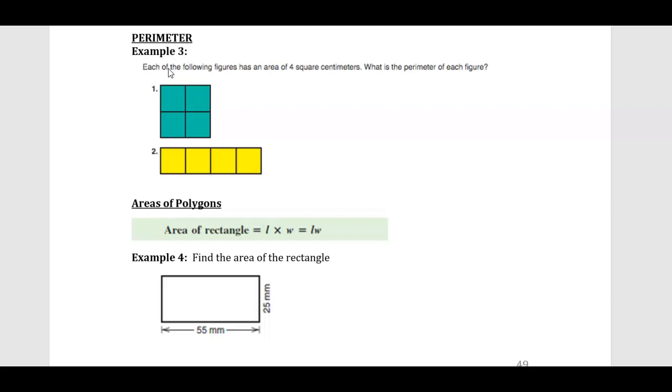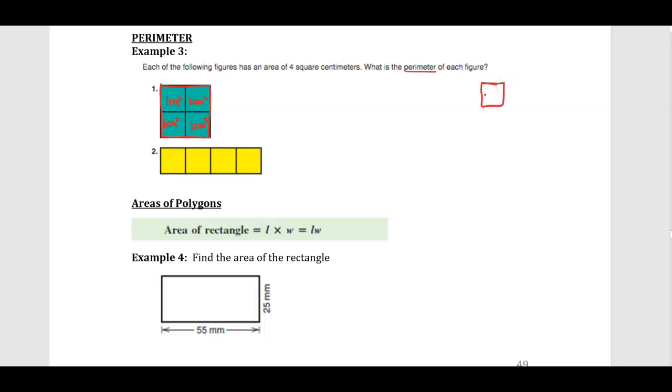So each one of these is a square centimeter here, and this is a square centimeter, this is a square centimeter, and this is a square centimeter. And we're asked to find the perimeter. So perimeter means what is the distance around the entire shape. Okay, so let's look at one of these squares.